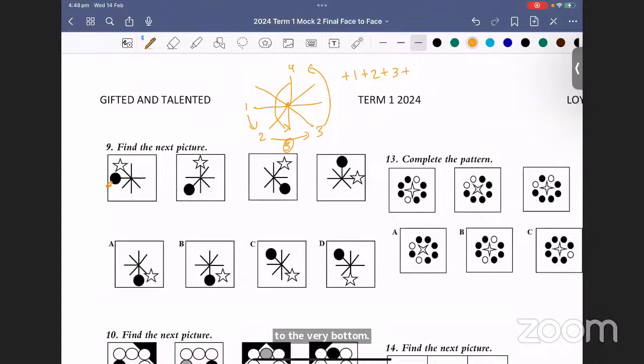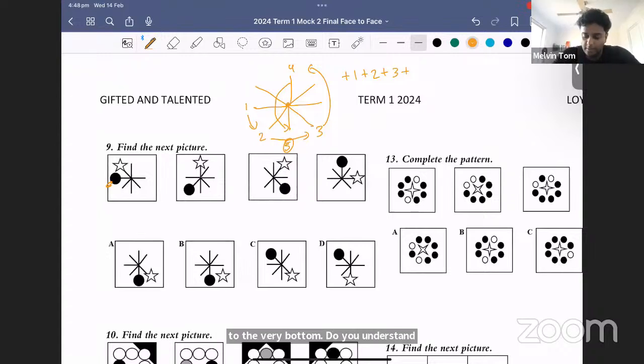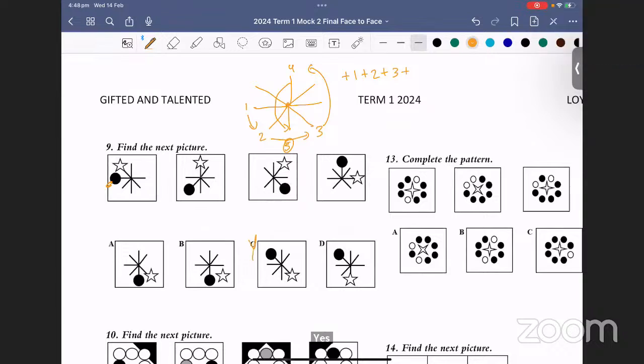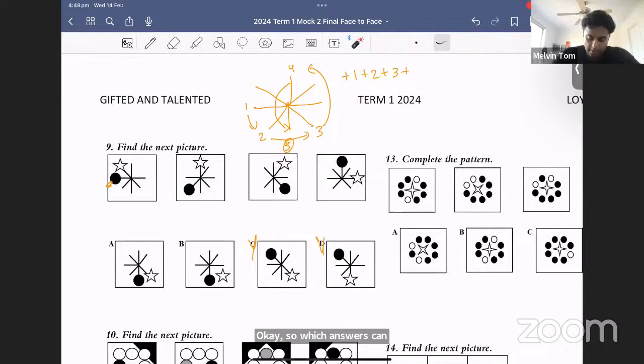Is that a yes or a no? Yes. Okay. So which answers can we cancel out then? C and D. Good man. Now, in A and B, we're left with the star in the exact same position. So, Ahad, does it make any sense for us to map the star?